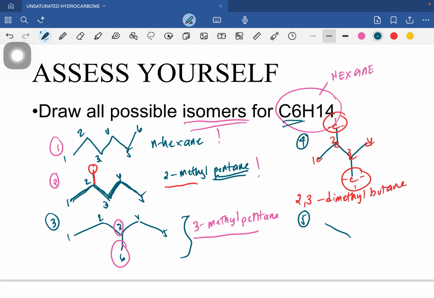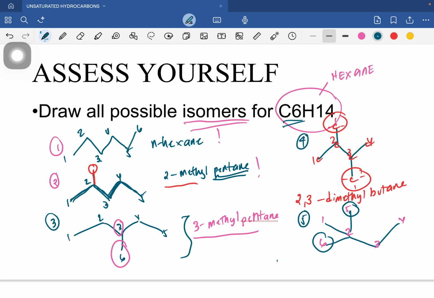And lastly, for the last isomer of your C6H14, pwede siyang ganito yung kanyang itsura. Okay, so as you can see, there's 1, 2, 3, 4, 5, 6. It's a 6-carbon structure. However, again, similarly to the other examples, guys, the name for this one would be different.